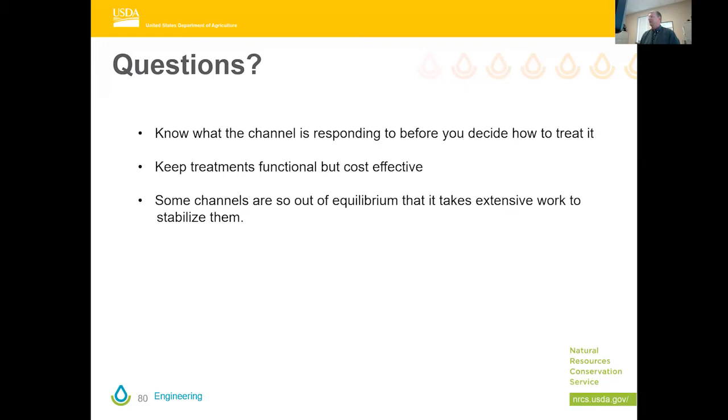Keep it cost effective. And there are some channels that are so far out of equilibrium, it really does take extensive work to stabilize them. So you can always visit your local NRCS office if you have a stream bank that you're interested in. If you are in the bottom 30 counties, me or one of my staff will come out and look at it, try to make an evaluation of what's going on. And there are some programs that can provide cost share that we have, and also the state of Illinois has one too. So sometimes there's even assistance with projects.